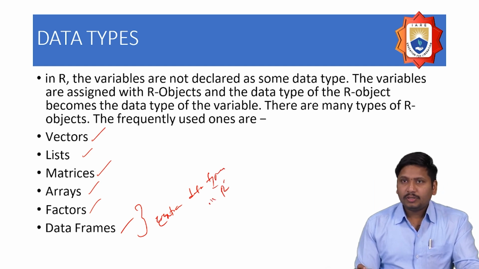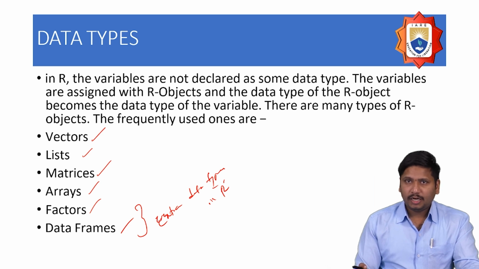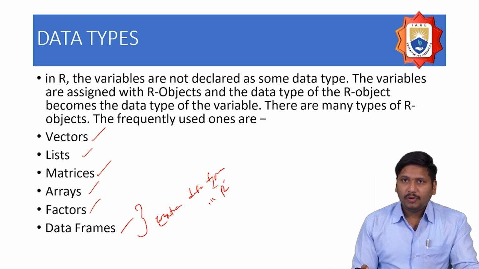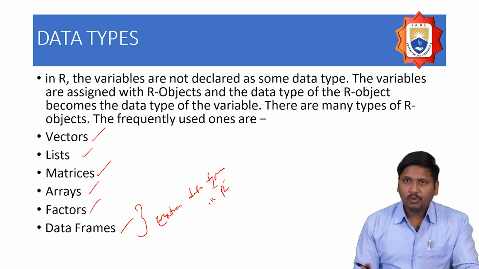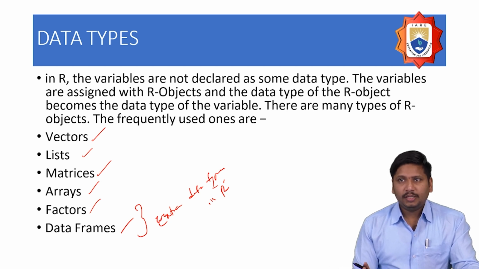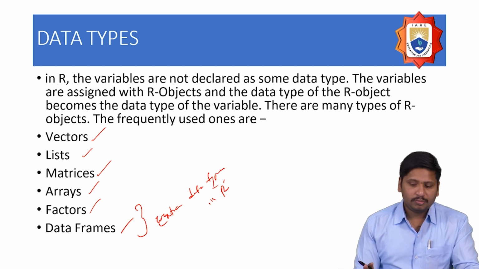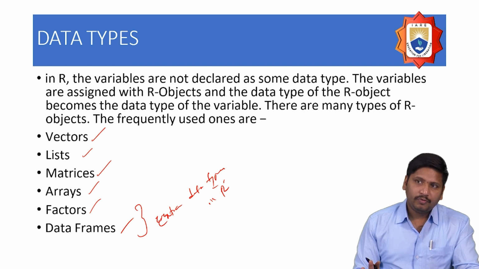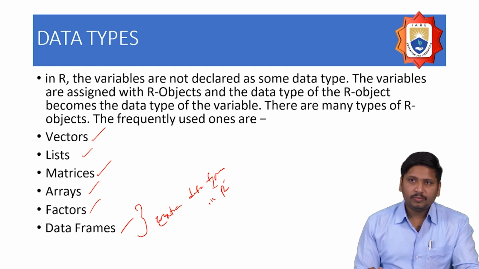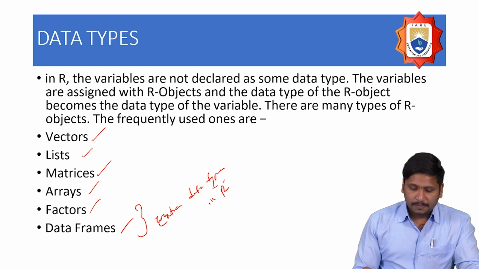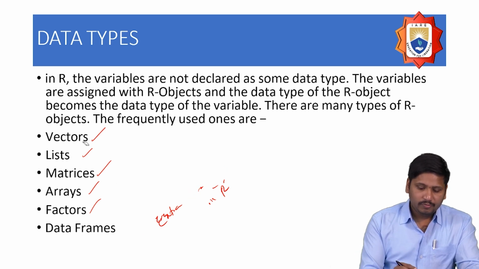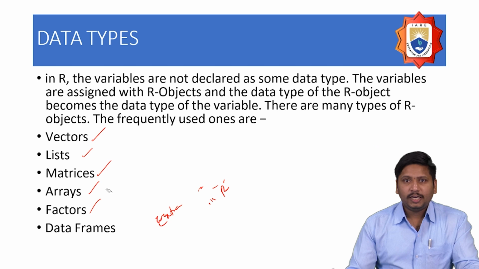The variables are going to be declared with some data type in R programming, and the variables that I took here are assigned to the objects, and the data type of the object should also become the data type of the variable. So variables and objects are both the same. If the variable is int, the data type of the object also becomes int. Some of the data types will be vectors, lists, arrays, factors, and data frames.